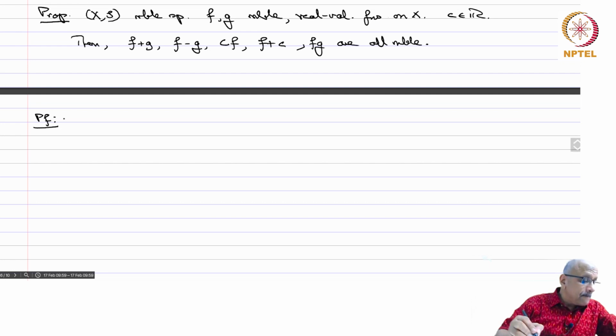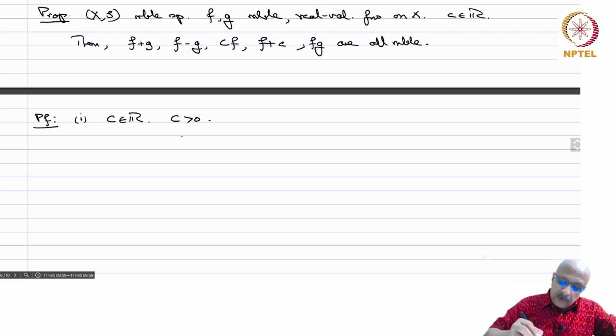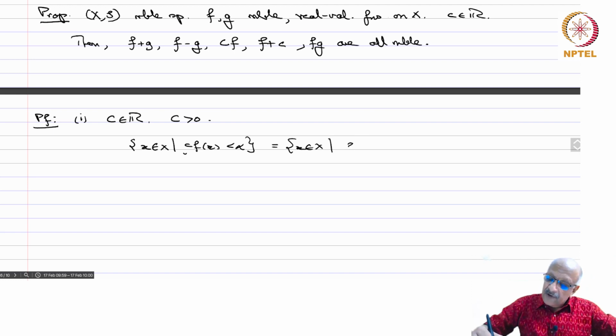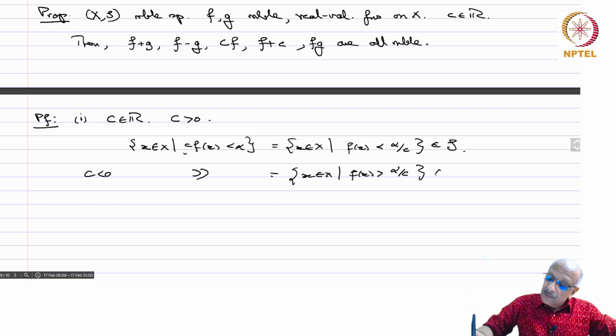Proof. 1. Let c belong to R, then c positive. So the set of all x in X such that cf(x) is less than alpha is equal to the set of all x in X such that f(x) is less than alpha by c, and that of course is measurable because f is measurable. Similarly, if c is less than 0, then this set, cf(x) less than alpha, is the set of all x in X such that f(x) is bigger than alpha by c, and again this belongs to S.